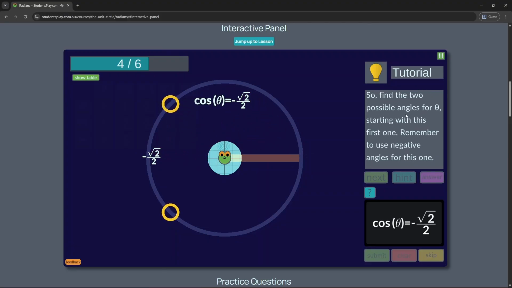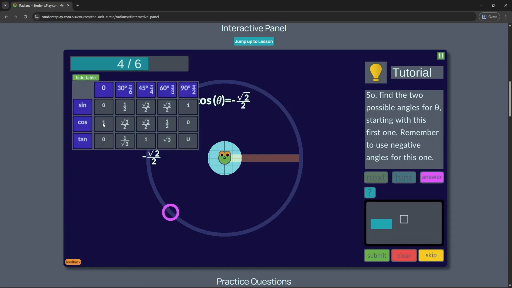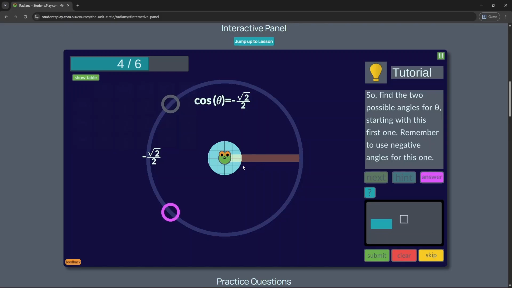So find the two possible angles for theta, starting with this first one. Remember to use negative angles for this one. Okay, so cos root 2 on 2, that will have to involve pi on 4. So how many pi on 4s do I need? If I think about pi's over here, split it up into 4 pieces, we got like 1, 2, 3, and then 4. And so we want to go 1, 2, 3. So it'd be 3 pi on 4. And remember to use negative angles, so we put a negative out the front here.